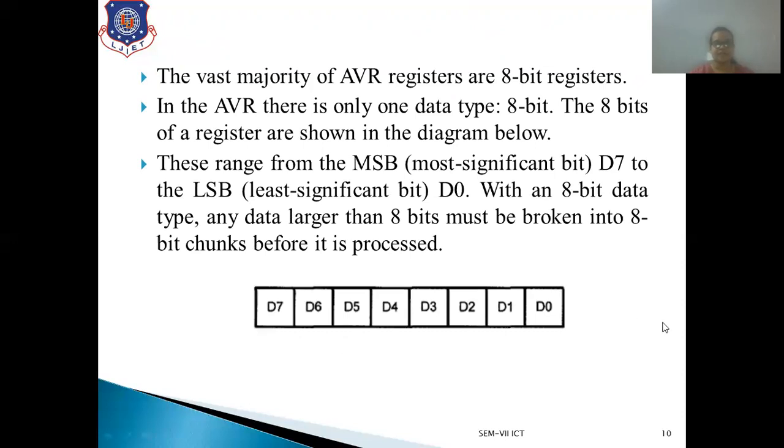That is starting from D0 to D7. D0 will be the least significant bit, that is LSB, and D7 will be the most significant bit, that is MSB. And with the 8-bit data type, any data larger than 8-bit must be broken into 8-bit chunks before it is processed. So if there is 16-bit data, we will divide it into two 8-bit data and then process it. So this is the simple architecture of an 8-bit register, from D0 to D7.